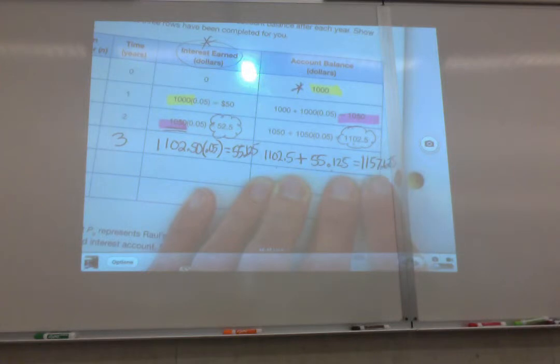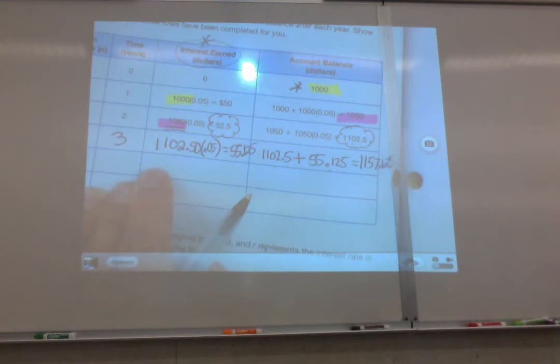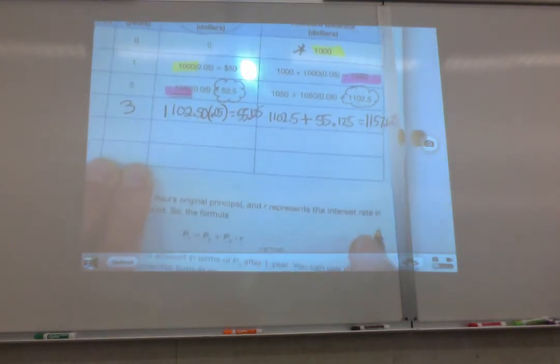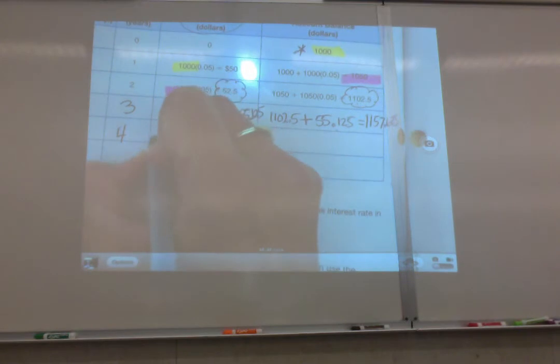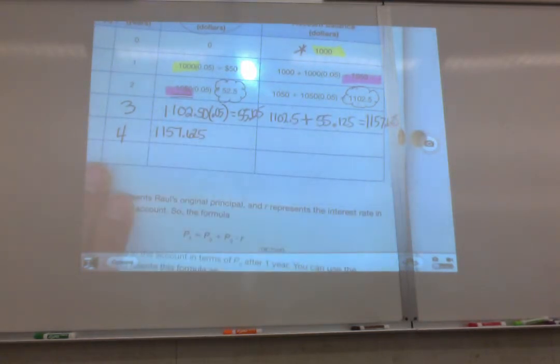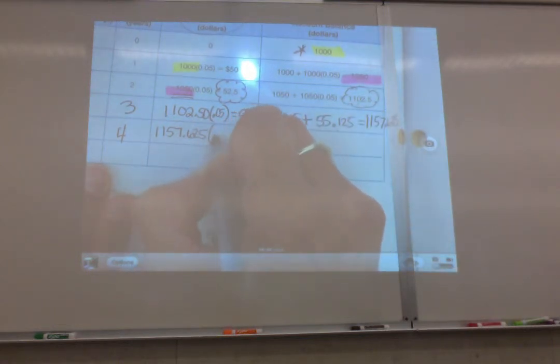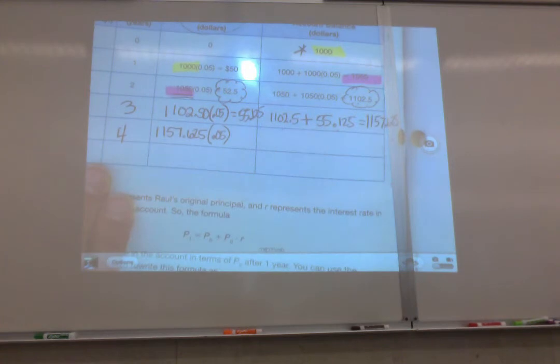Now I gotta do something with that number. Divide it? Nope. Bring it down over here. We're starting year 4, and we're gonna start with that number, 1157.625. Because every year in simple interest we start with 1,000. But every year in compound interest, we start with the total of what we started with plus all the interest we've been earning. Okay? We get to go 0.05 times that amount.